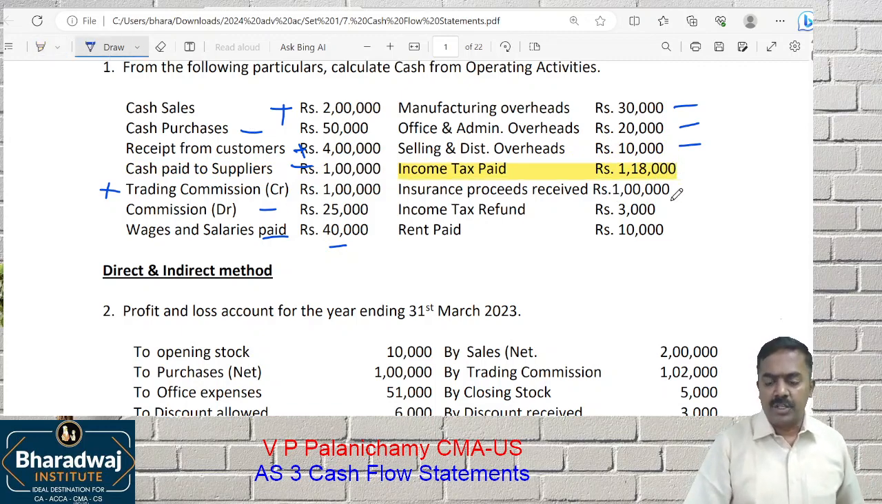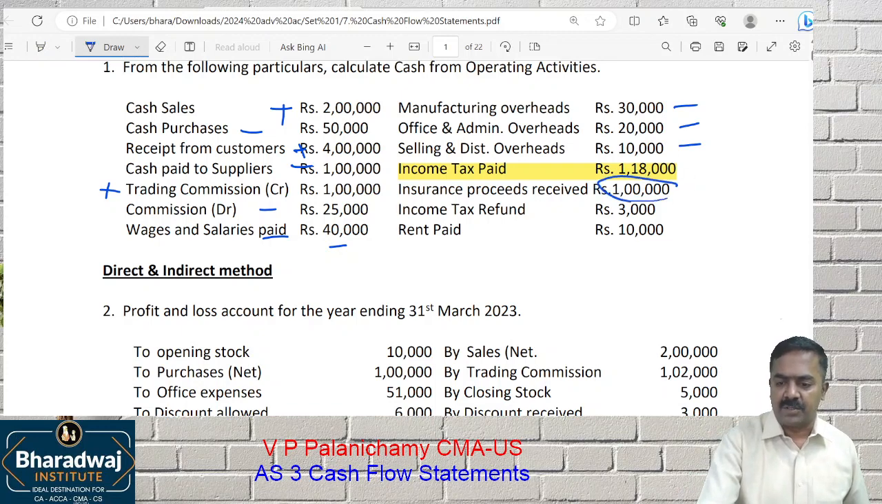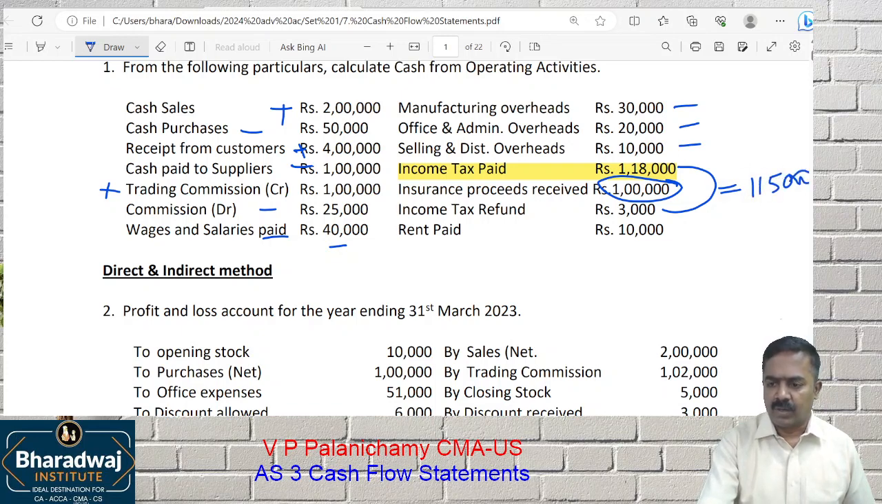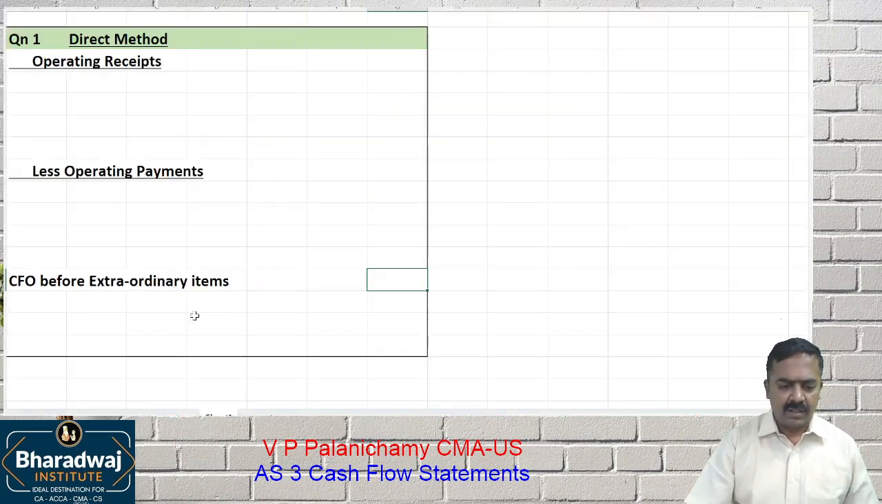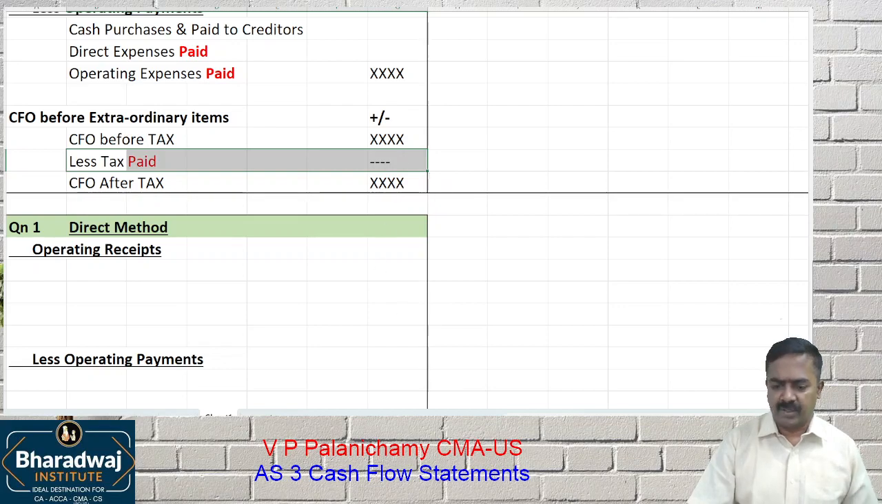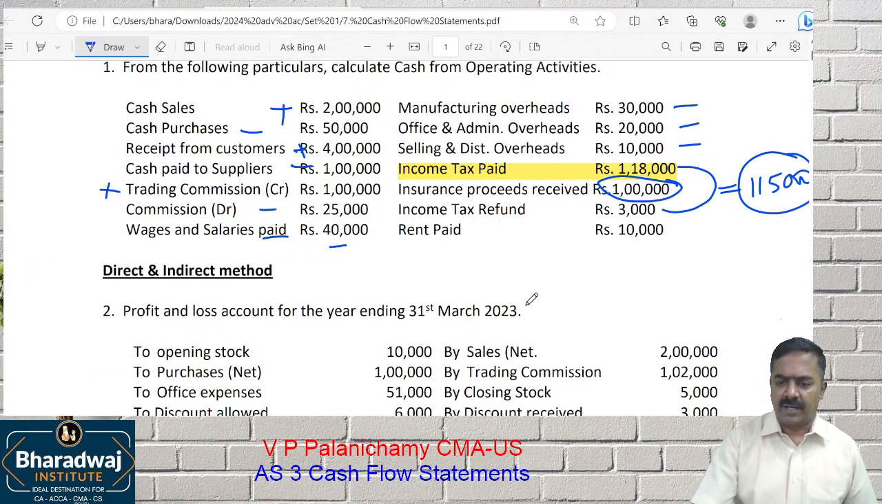Then insurance proceeds received, we can take it as which one? Extraordinary item. We can take it as extraordinary item inflow. Income tax refund, we can net it off with this. 1,18,000 minus 3,000. What is the net tax paid? 1,15,000 is the net tax paid. While doing tax paid, we can take the net tax paid. Rent paid is an operating expense.